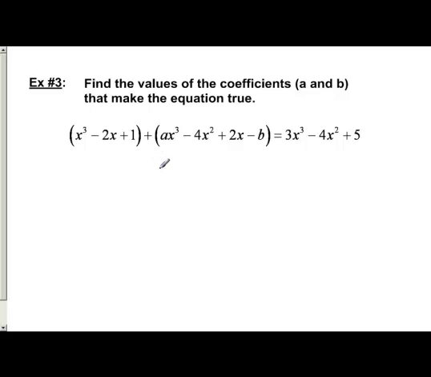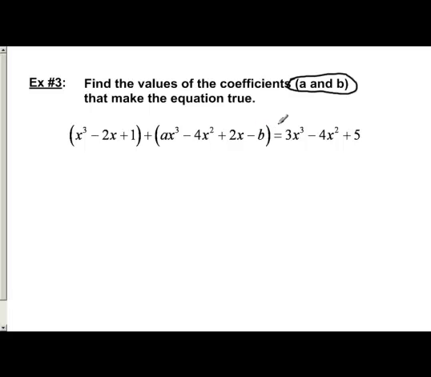Unlikely, but that's okay. So in this example, now this is one of the more difficult examples that you'll deal with. It says find the values of the coefficients a and b. It's good to know that a and b are coefficients, meaning that they are variables representing numbers. The only true variables in this whole problem are x. X is the only true variable. So a and b, you have to remember, are representing numbers.